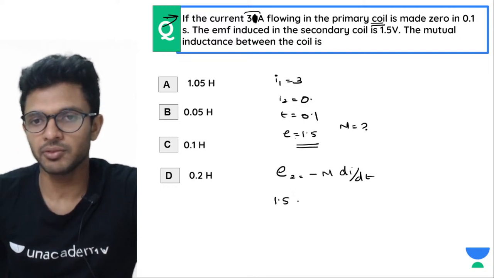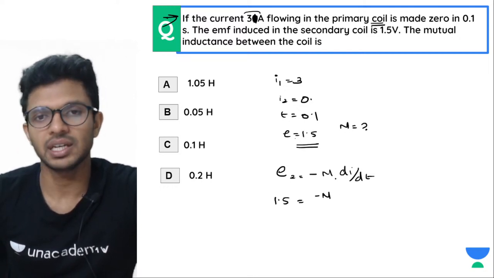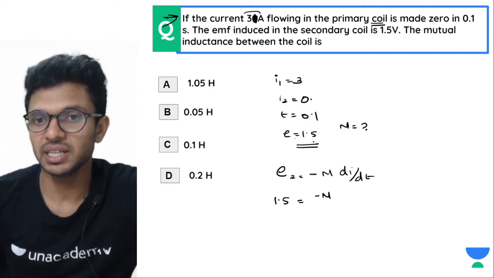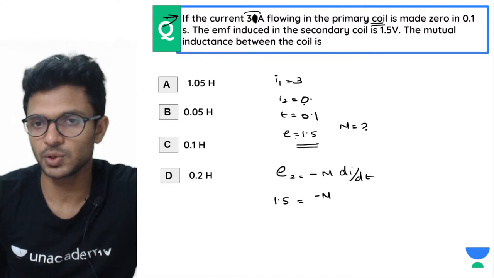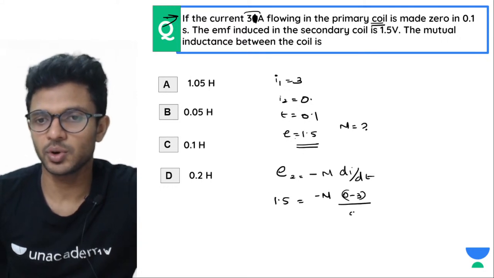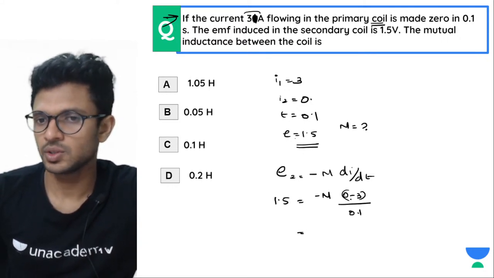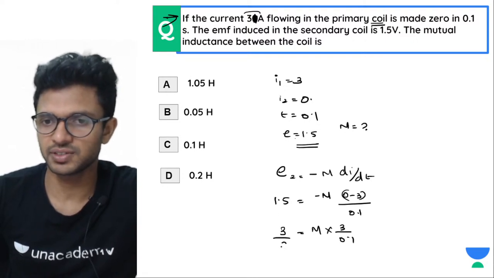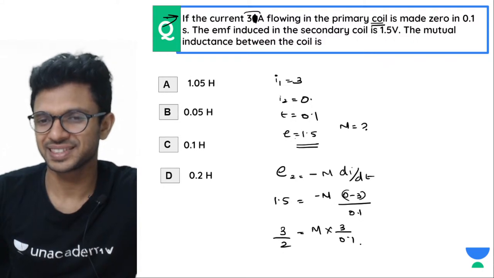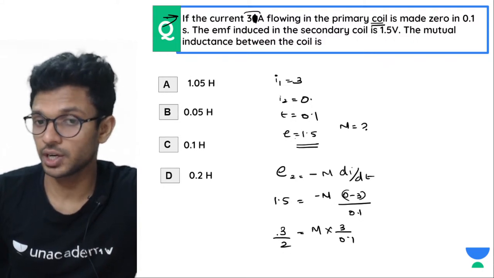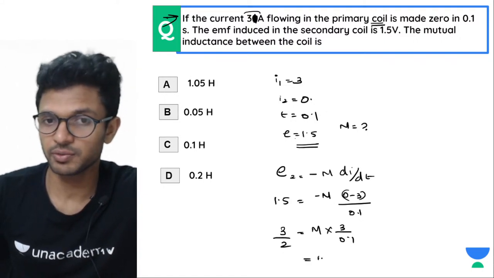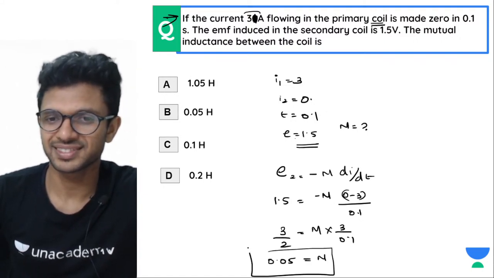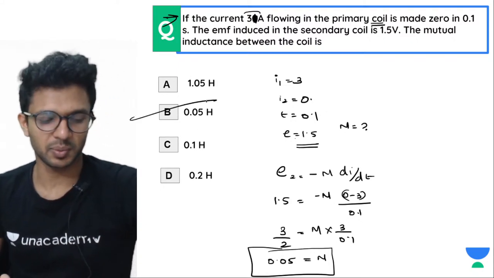So EMF is 1.5 minus M. That is something which has to be found out. di means change in current. What is the final current? That is 0. Initial current is 3, so that is 0 minus 3 by time. Time is 0.1. 0 minus 3 is minus 3, so this minus will get cancelled. So this is 3 divided by 0.1. 1.5 is 3 by 2, so 3 cancels. How much is this going to be? 1 by 2 is 0.5, into 0.1 is 0.05. So the value of M is 0.05. Option C, that's the option B.